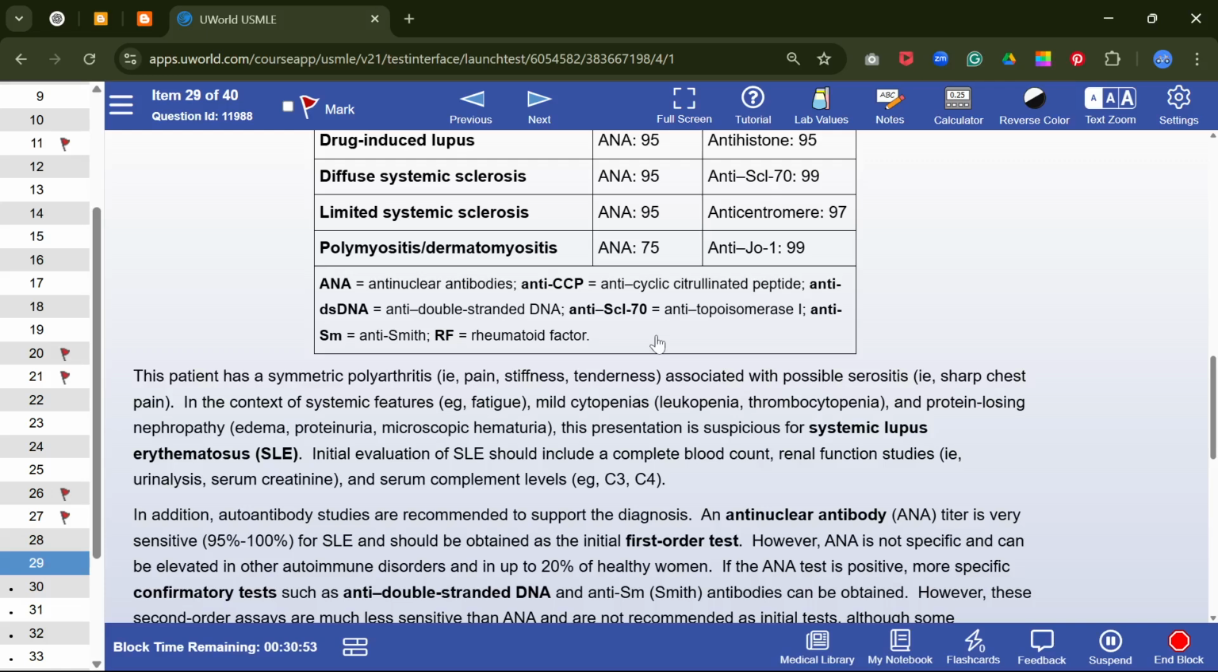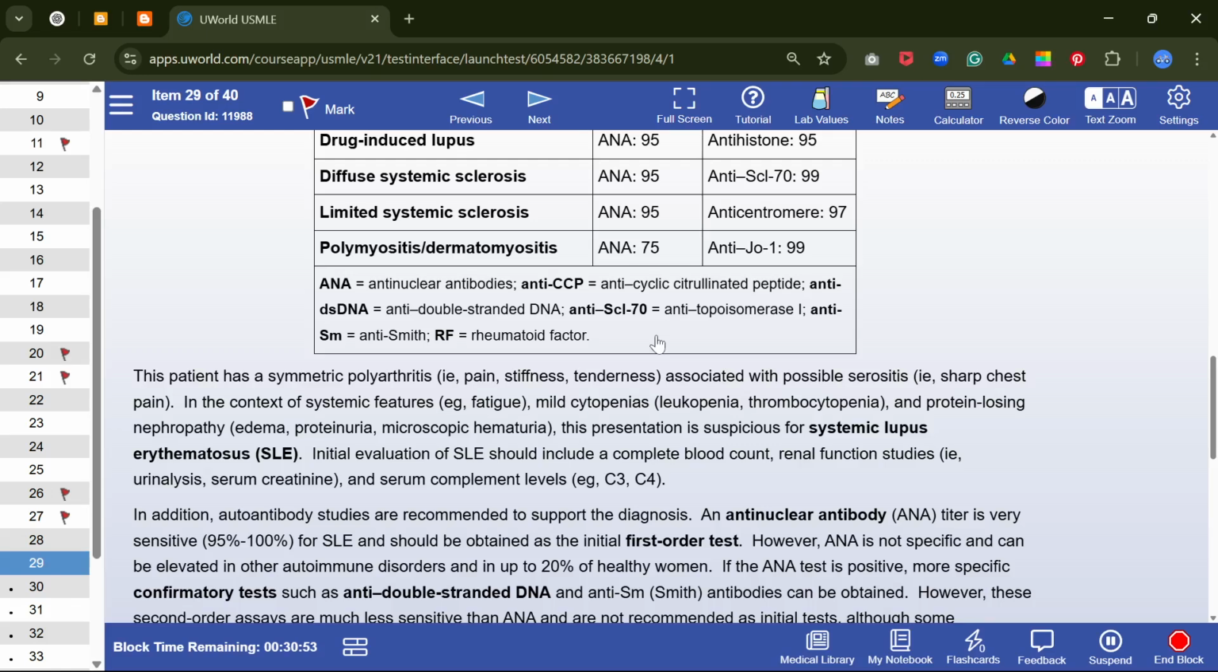This patient has symmetric polyarthritis with pain, stiffness, and tenderness associated with possible serositis, sharp chest pain, in the context of systemic features: fatigue, mild cytopenia, leukopenia, thrombocytopenia, and protein-losing nephropathy, edema, proteinuria, microscopic hematuria. This presentation is suspicious for SLE.